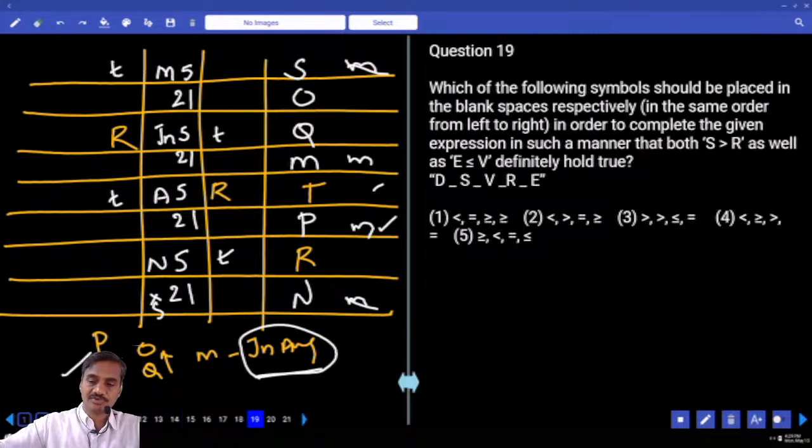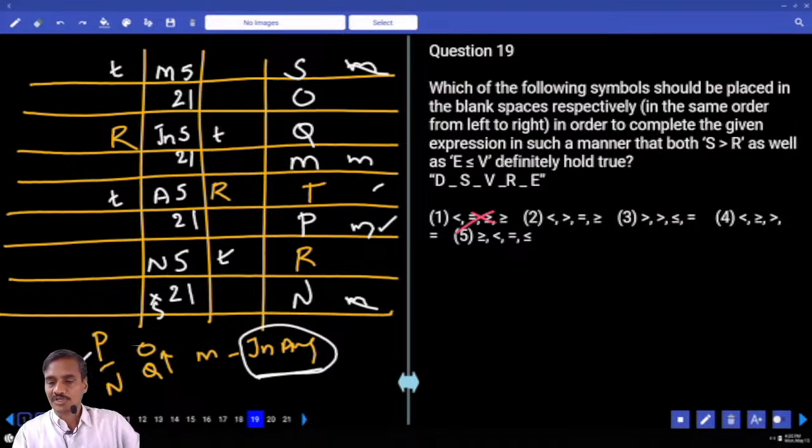The next one, the 19th one. Now finally we need to have S greater than R definitely. That means the second and the third symbol must be greater than. Here it is greater than or equals to, so rule it out, and choice 2 is valid. They are opposite symbols. Now here the second and third is greater than, this is valid. So now we are left with either choice 2 or choice 4.